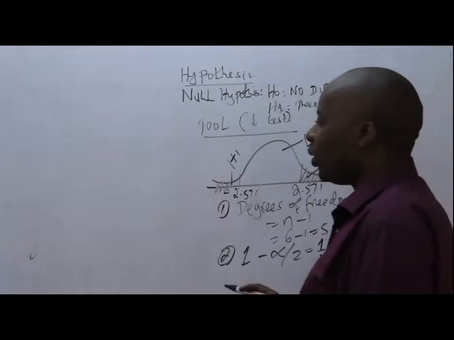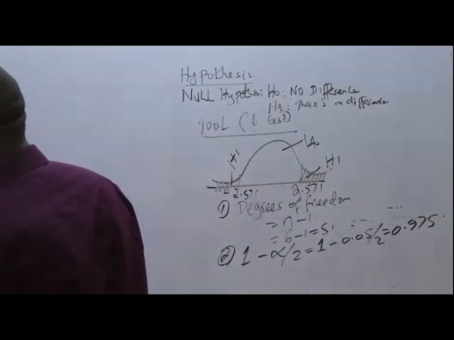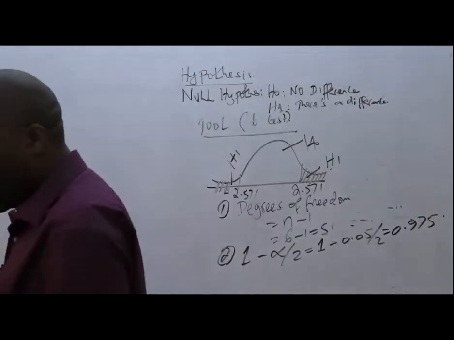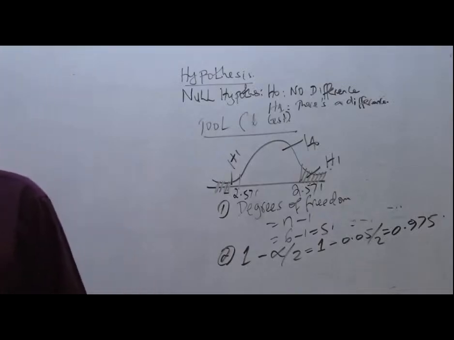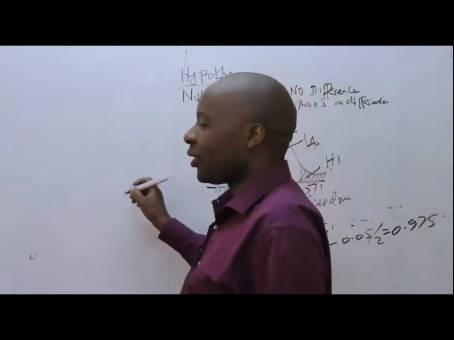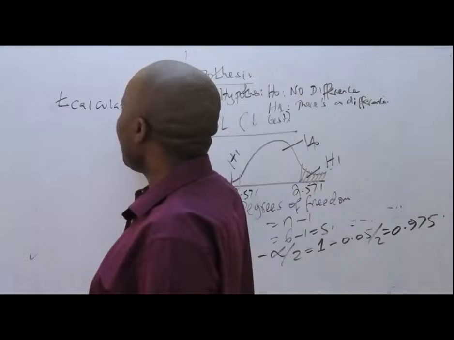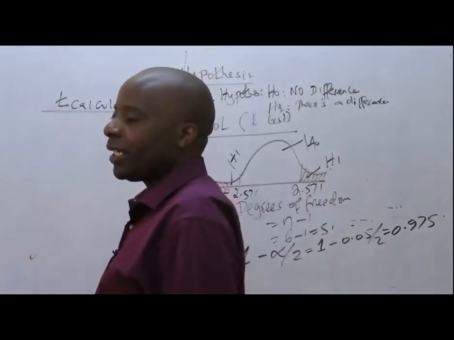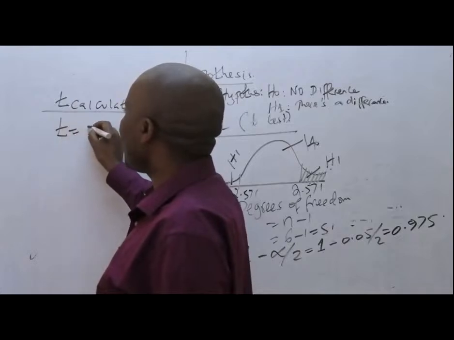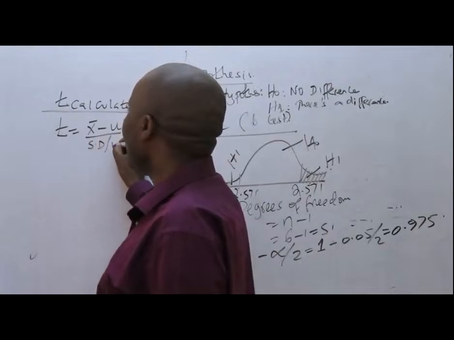Now from there, we go straight away to the test itself. So the test itself, what do we have here? We calculate what we call T calculated. Under T calculated, we know the formula. T calculated is x bar minus mu all over the standard deviation divided by root n.